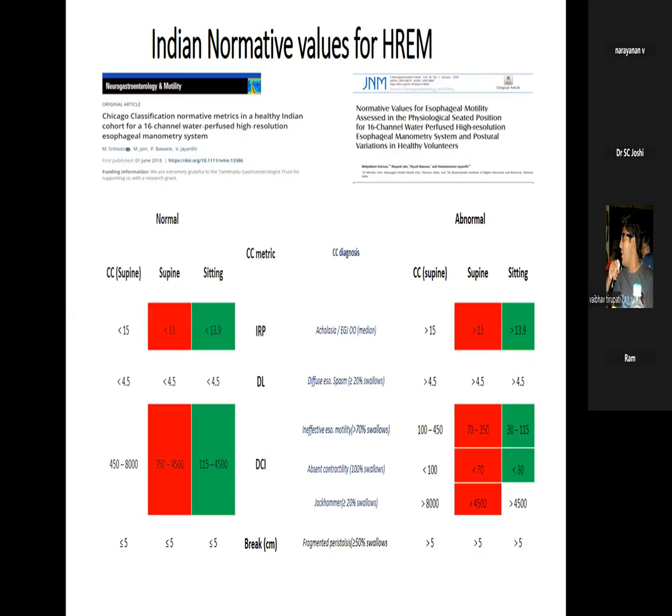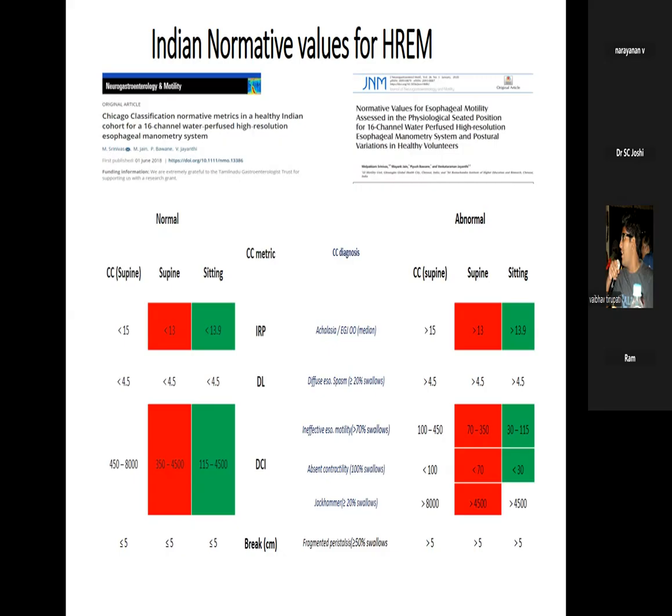So this is a little busy, but not very difficult. The left corner has the normal values reported by Chicago. You have all those numbers there for IRP, DL, DCI, and the break. I put the break also because we used to use breaks. If you actually see, when we did supine and sitting, both values in IRP were lower than the median value reported in Chicago. So we got 13 lying down, 13.9 sitting up.